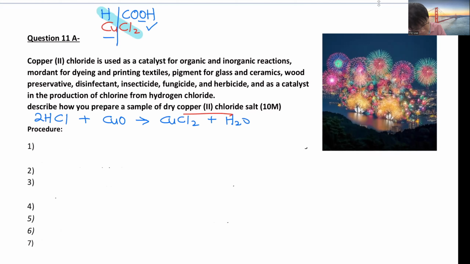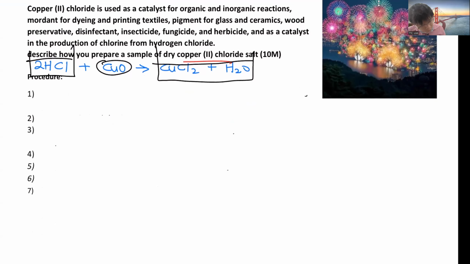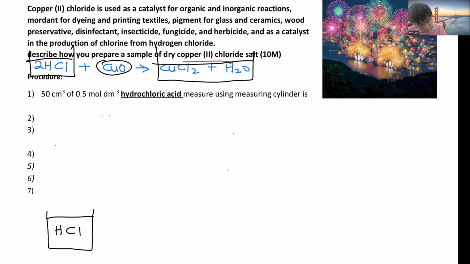Put 2 here. So this will be a solution, this will be a solid, and this will be a solution. Now the first step you need to do is put acid into a beaker. So 50 cm³ of 0.5 mol/dm³ hydrochloric acid is added into the beaker. Then after that, you will start to heat the acid.